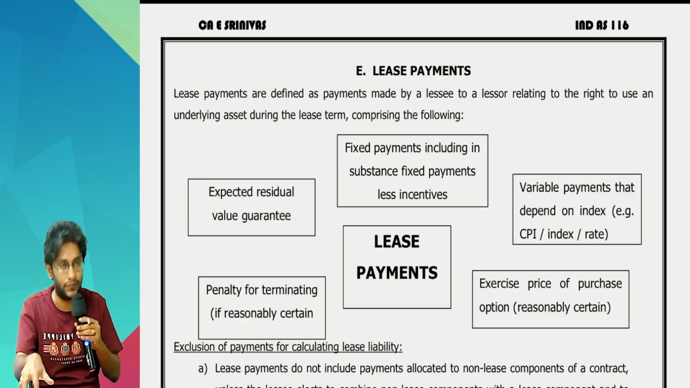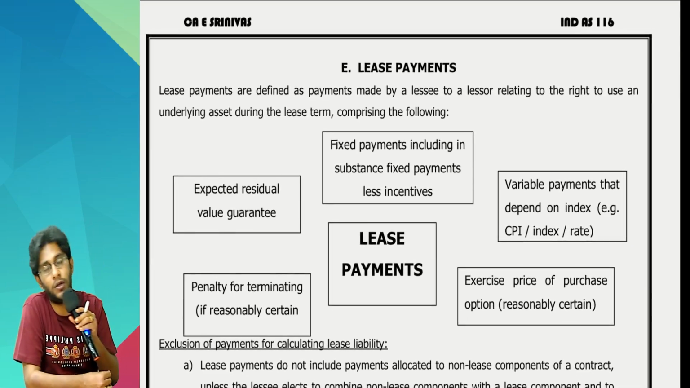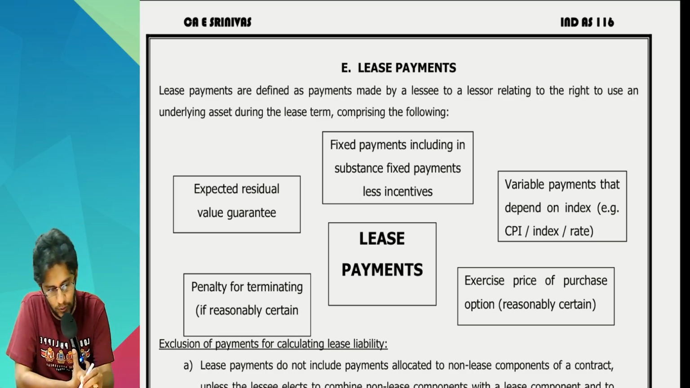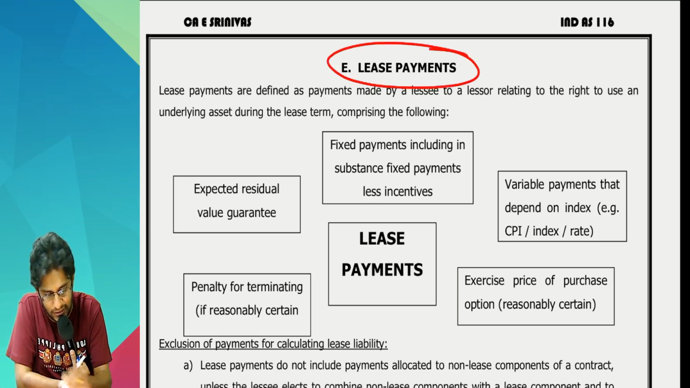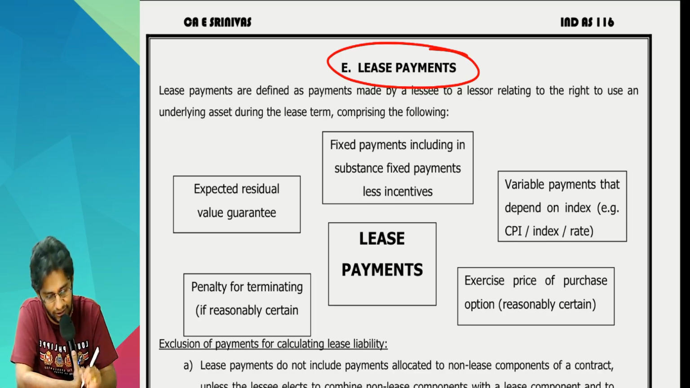So guys, the next part of the standard is lease payments. From here onwards, we will slowly go into the accounting of leases in the books of the lessee. Before we do that, you have to understand the definition of lease payments. Now, it says that lease payment includes these 5 things.